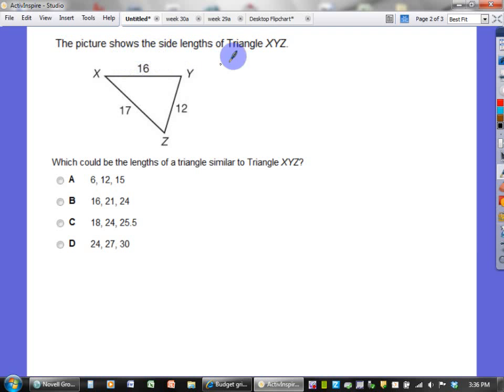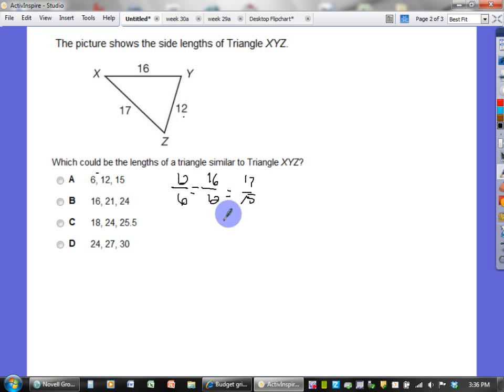The picture shows the side lengths of triangle XYZ, and you can see that Y to Z is 12, Y to X is 16, Z to X is 17. So what could be the lengths? Once again, I'm going to do the same principle as just a second ago. I'm going to go 12 over 6, because here's my short side, and then I'm going to go 16 over 12, and I'm going to go 17 over 15.